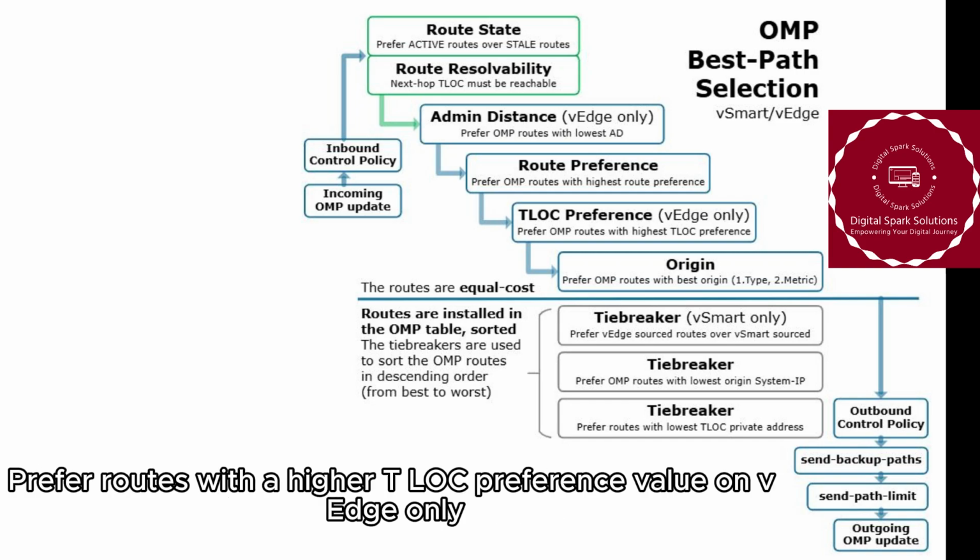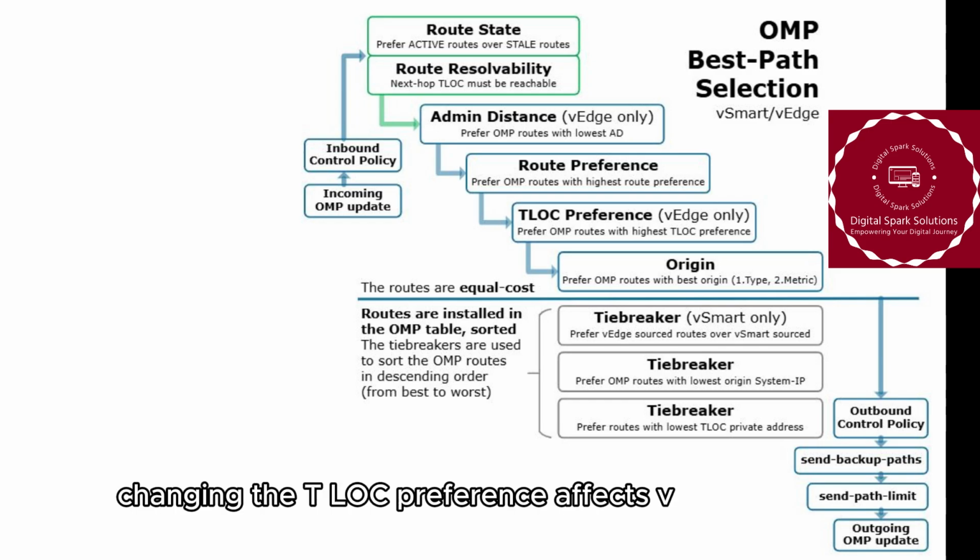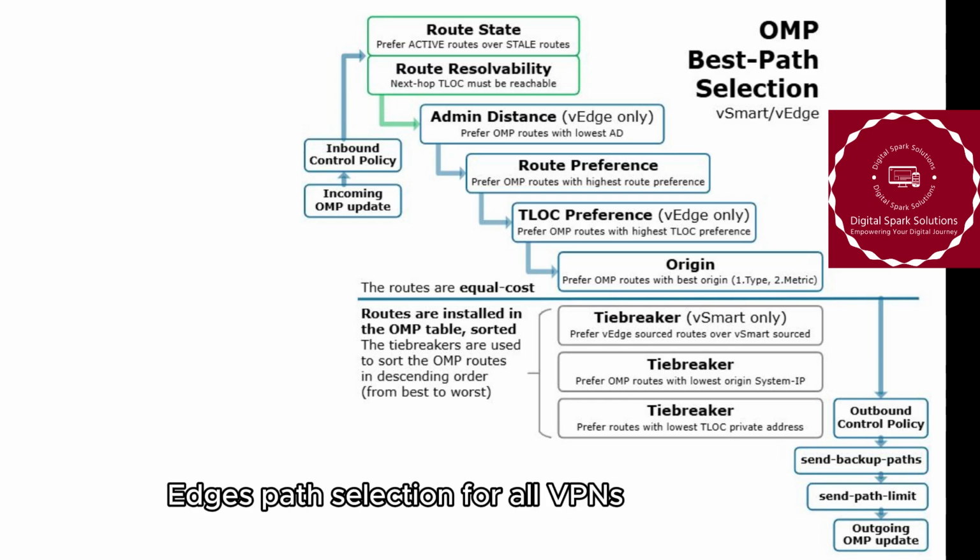Prefer routes with a higher TLOC preference value on vEdge only. TLOC preference is a parameter in TLOC routes, and TLOC routes are not bound to VPN ID. Therefore, changing the TLOC preference affects vEdge's path selection for all VPNs.